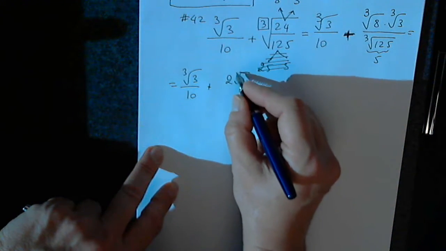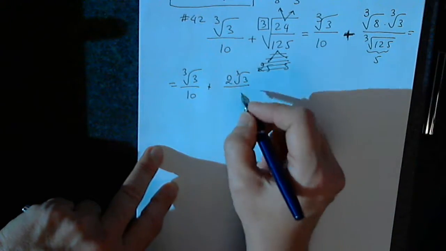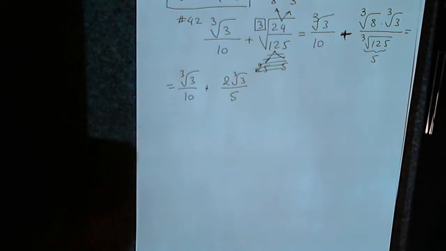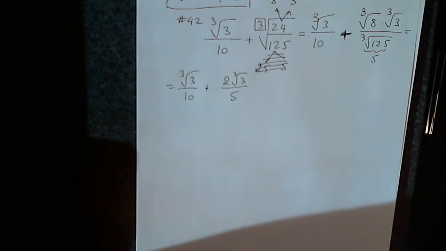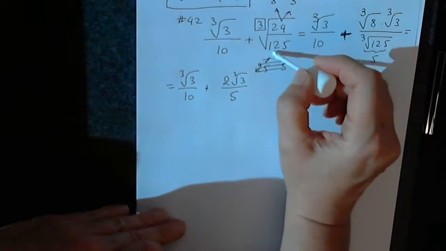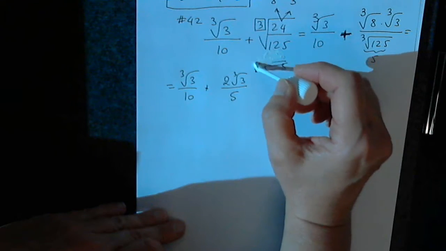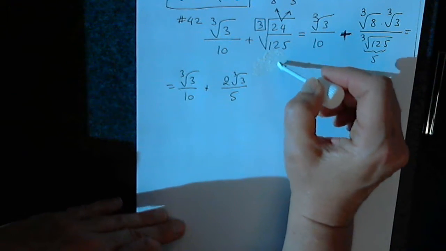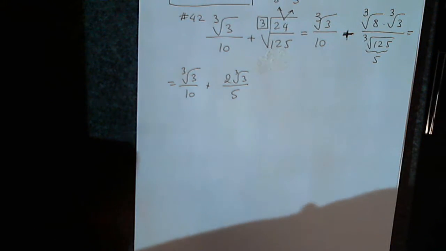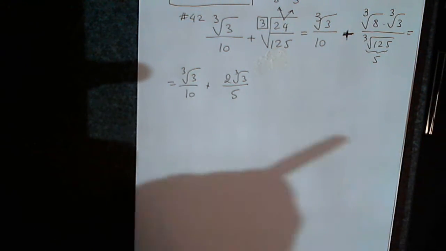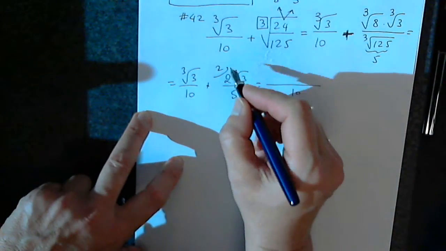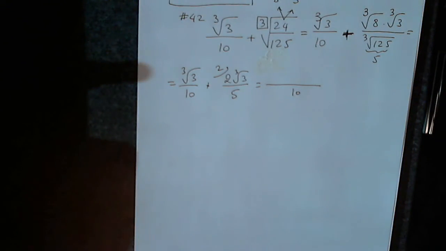The cube root of 3 divided by 5. In order to add these fractions, I have to find the least common denominator. Perfect. And I multiply the first quantity by 2.